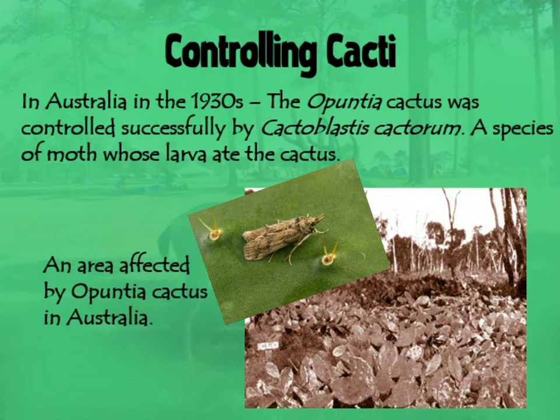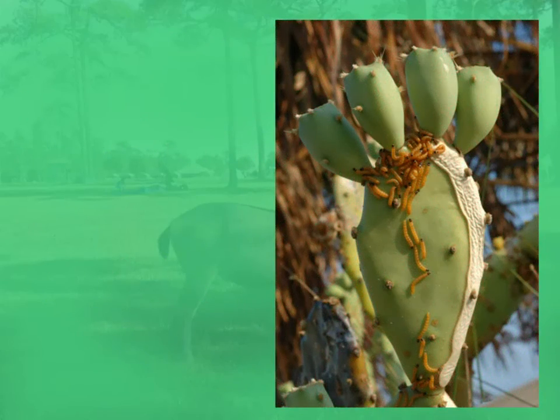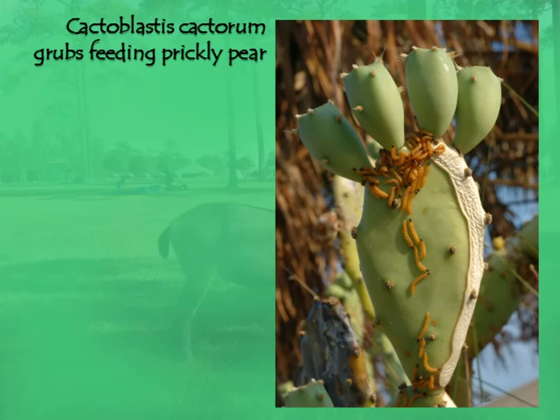So another example of biological control was in Australia in the 1930s. The Opuntia cactus was successfully controlled by Cactoblastis cactorum. This is a species of moth whose larvae eat the cactus. So here there's a picture of the moth and an area that's affected by the Opuntia cactus. So here you can see the larva of the moth. They are beginning to eat one of the cactus plants.